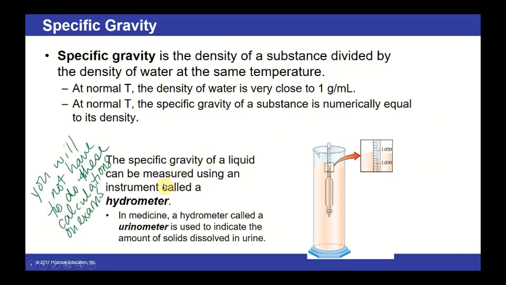So the specific gravity of a liquid can be measured using an instrument called a hydrometer. And we use these in medicine to determine the amount of solids dissolved in urine. We won't be doing any of these calculations on exams, although you have done some in your learning modules. That completes the chapter 1.1 part 3 PowerPoint.